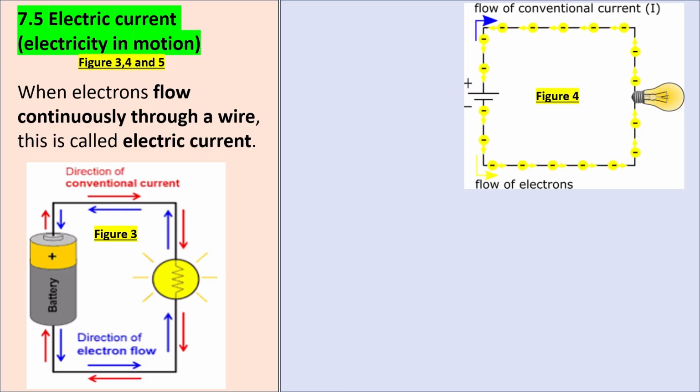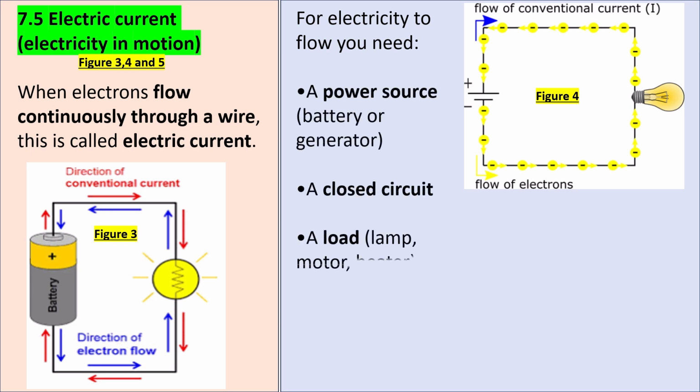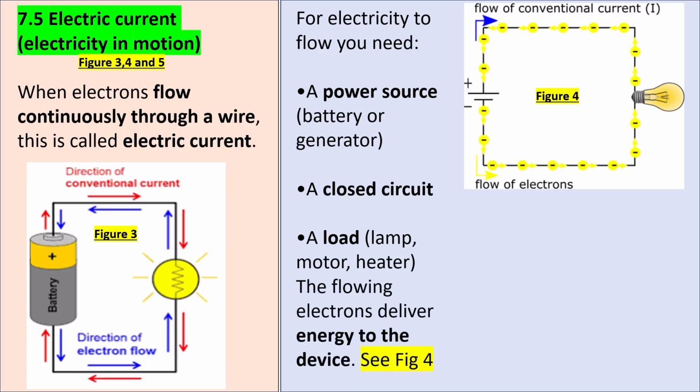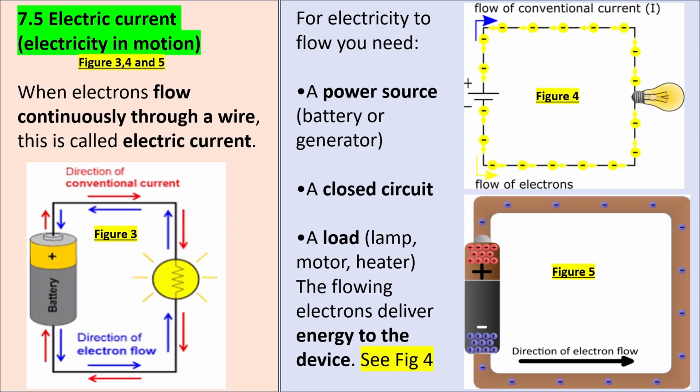The flow of electrical current is shown in this figure, where you can see it going through a lamp. For electricity to flow, you need a power source, battery or generator, a closed circuit, and a lamp, a load. A motor, a heater, the flowing electrons deliver the energy to the device. See figure 4. Here you can see in figure 5 the direction of electron flow is negative to positive.